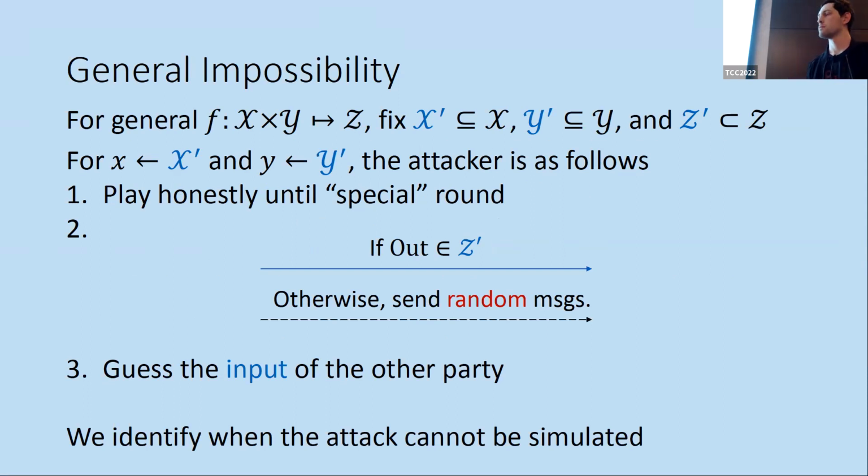I just had a quick one about the corruption model. Is it adaptive corruption? No, just 2-party, 1 corruption. Oh, okay.